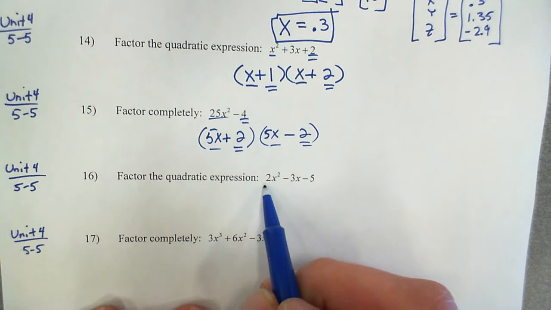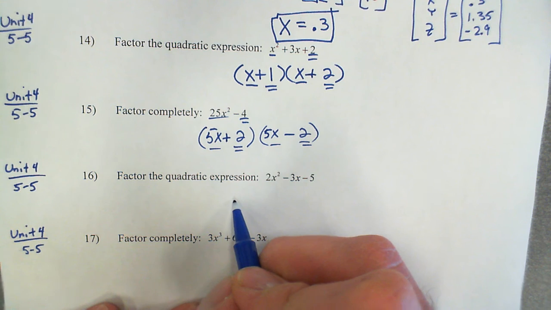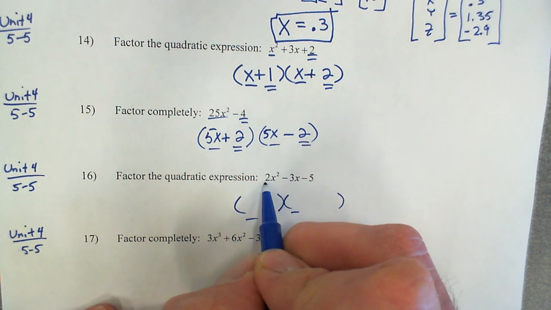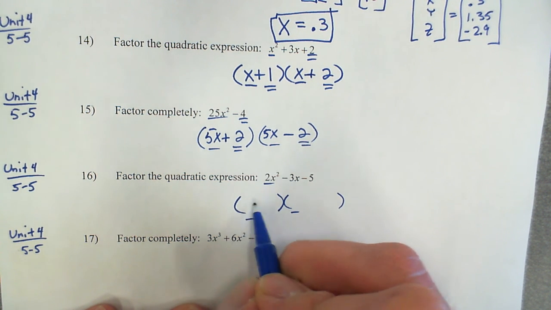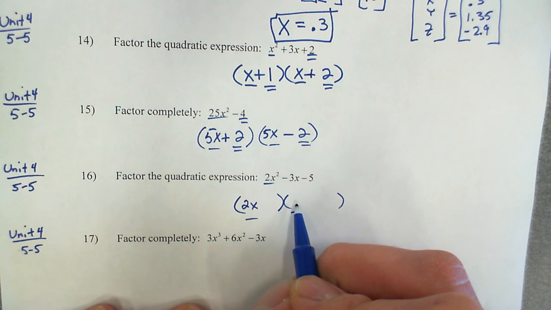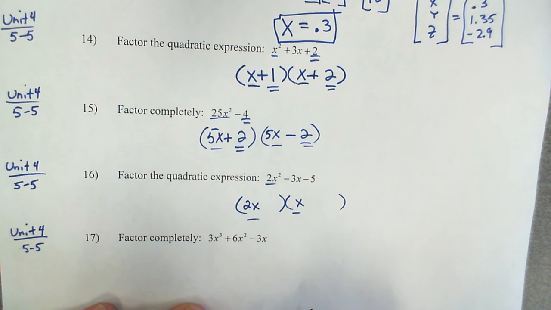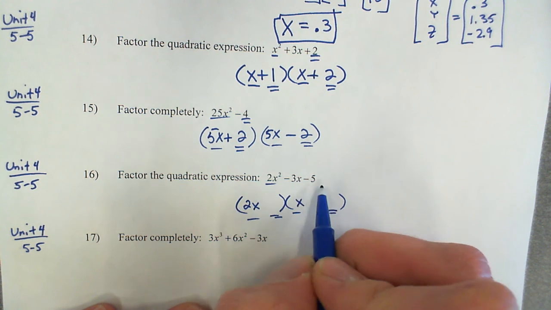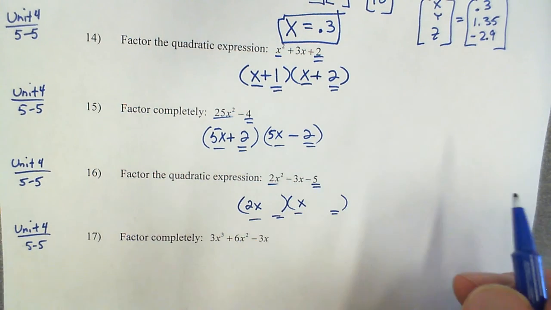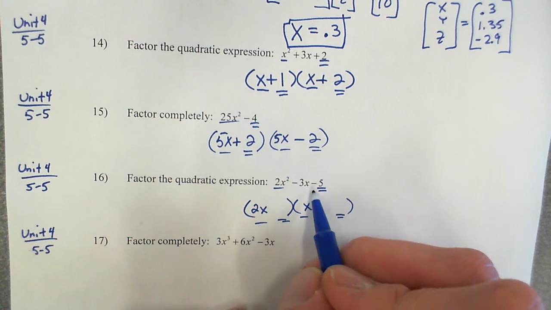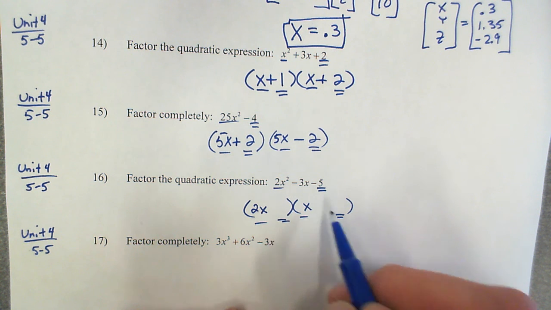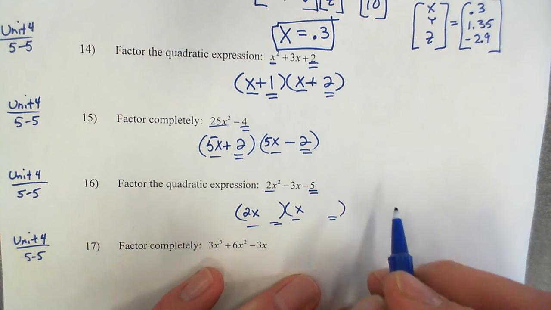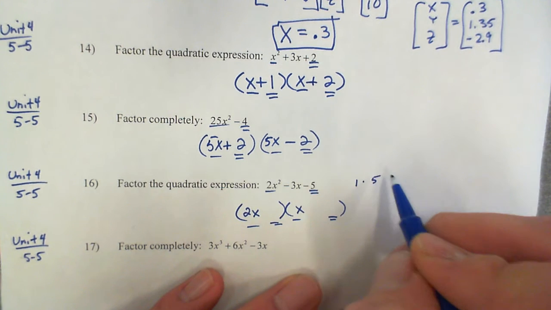On 16, it doesn't look like we have a common factor again, so it's got to be the opposite of FOIL. So the first term times the first term has to get you the first term. So factors of 2 are just 2 and 1, so one of these has to have a 2, the other one's going to be a 1, x. Then we need the last term times the last term to get us the last term. So we need factors of 5. Okay? Now because it's a negative 5, one of these is going to be plus, one's going to be minus, but we can't put those in yet because the first terms are different. So we know it's going to be 1 and a 5.